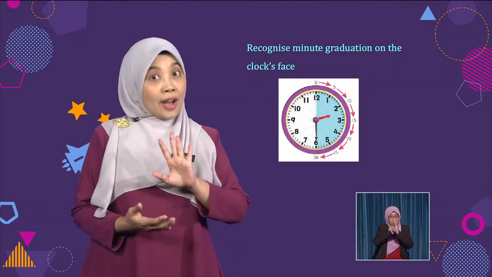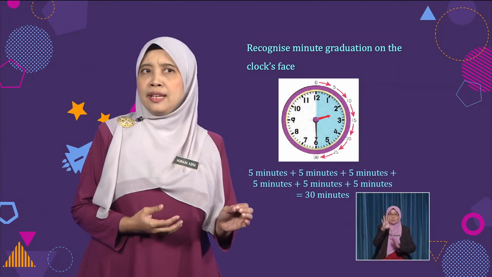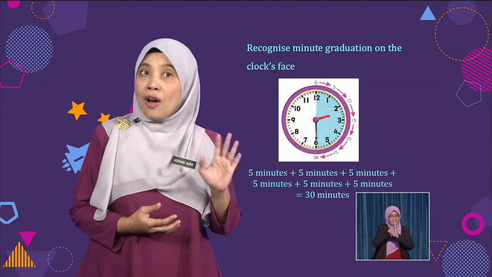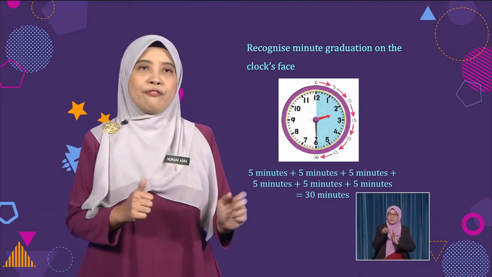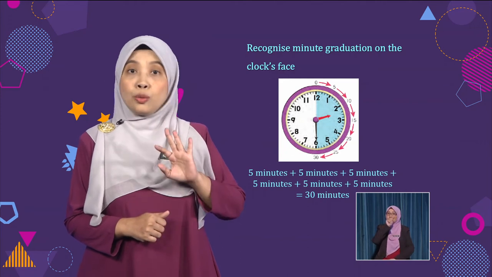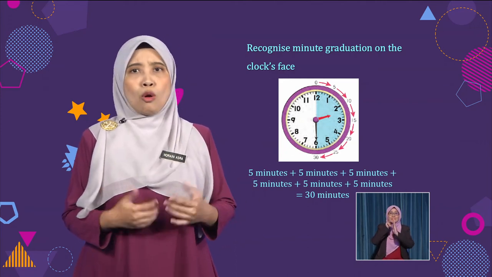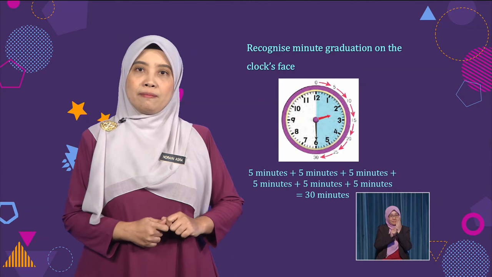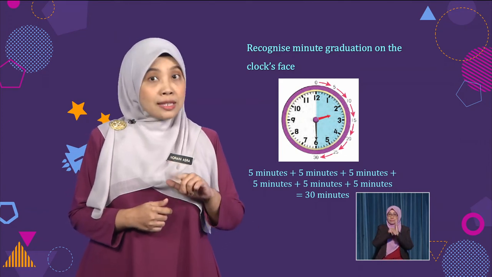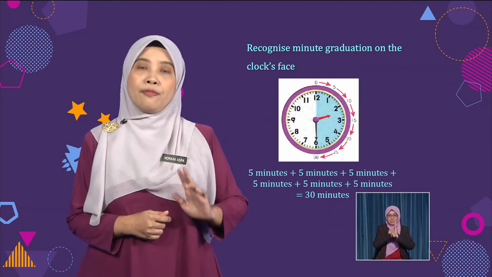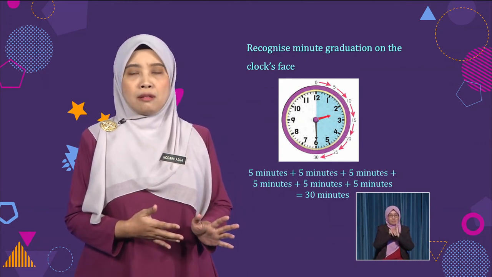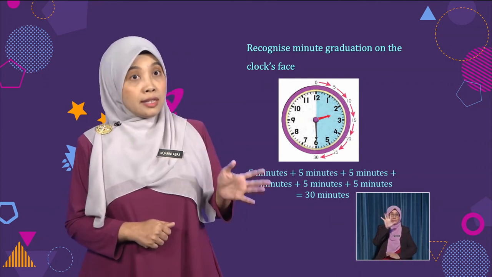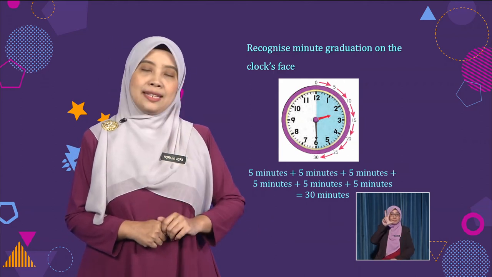So, 5 minutes, and 5 minutes, and 5 minutes, and 5 minutes, and 5 minutes, and 5 minutes is equal to 30 minutes. Or you can use addition to get the answer. 5 minutes plus 5 minutes plus 5 minutes plus 5 minutes plus 5 minutes plus 5 minutes is equal to 30 minutes.